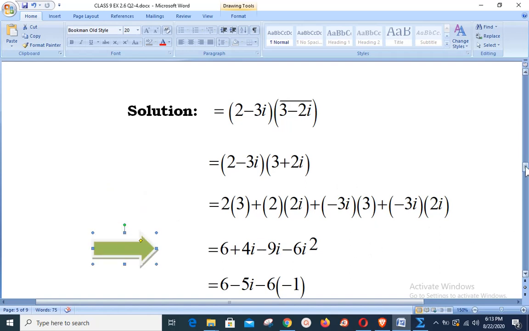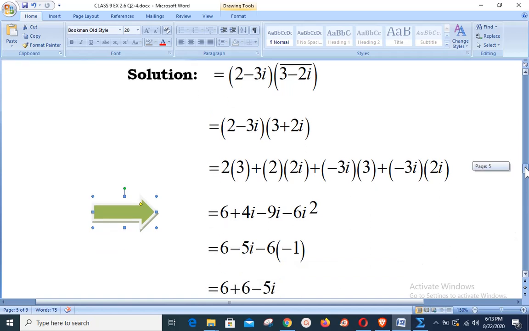So simplifying, we have 3 into 2, 6, 2 into 2 iota gives us 4 iota, whereas minus 3 iota into 3 results in minus 9 iota, and plus into minus, minus, 3 2s are 6, iota into iota gives us minus 6 iota square. Simplifying the like terms of iota and utilizing iota square is equal to minus 1, we have 6 minus 5 iota minus 6 into minus 1.